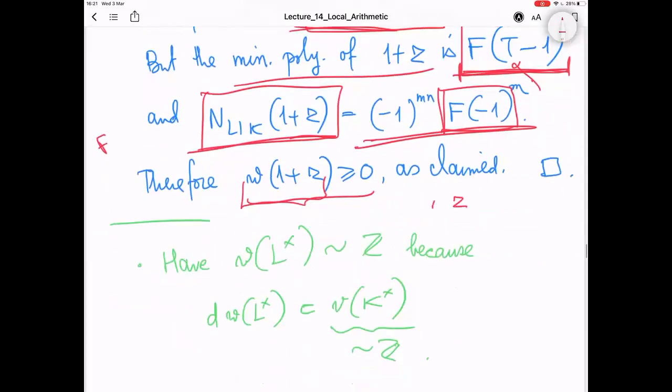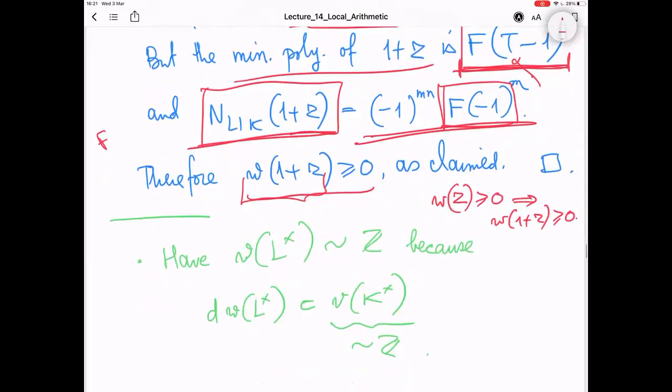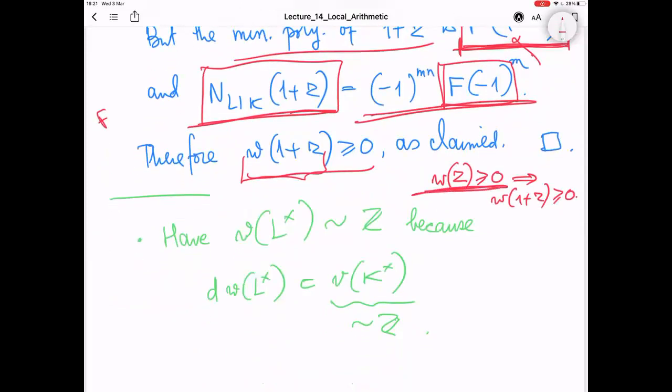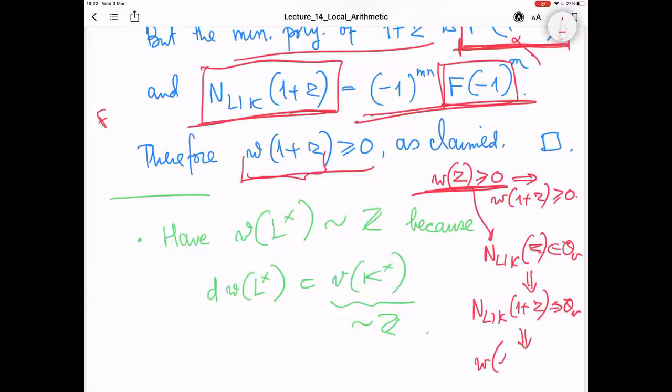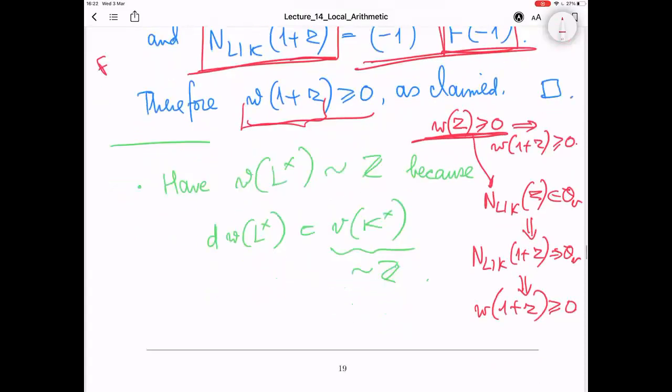We had reduced it to proving that W of z positive implies that W of 1 plus z is positive. So we use this hypothesis to say that the norm L over K of Z is in OV. And we saw that this implies that the norm L over K of 1 plus Z is also in OV. And of course, this implies that W of 1 plus Z is positive. Okay, so that's the summary of the proof.